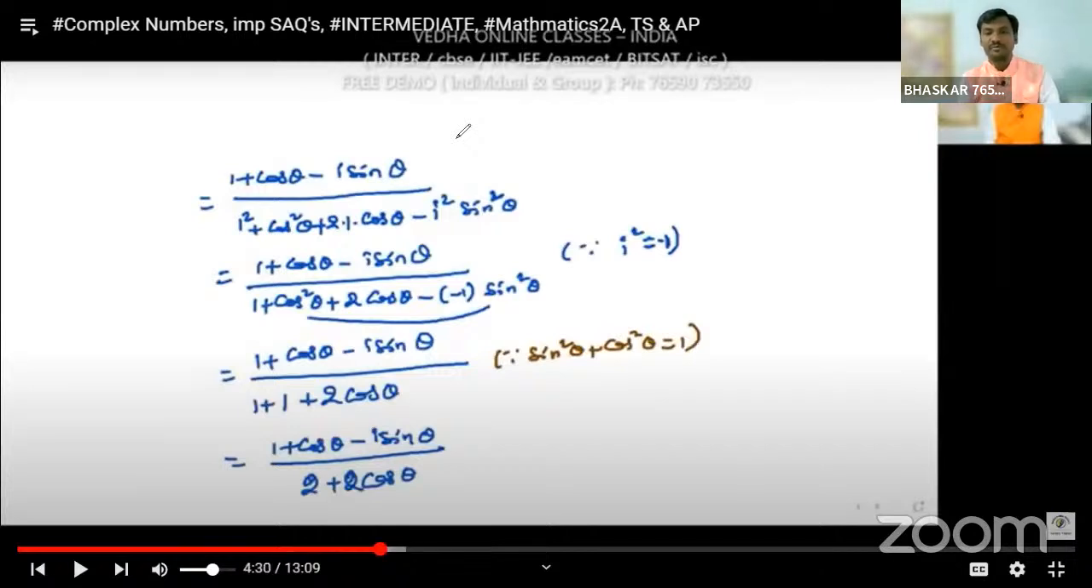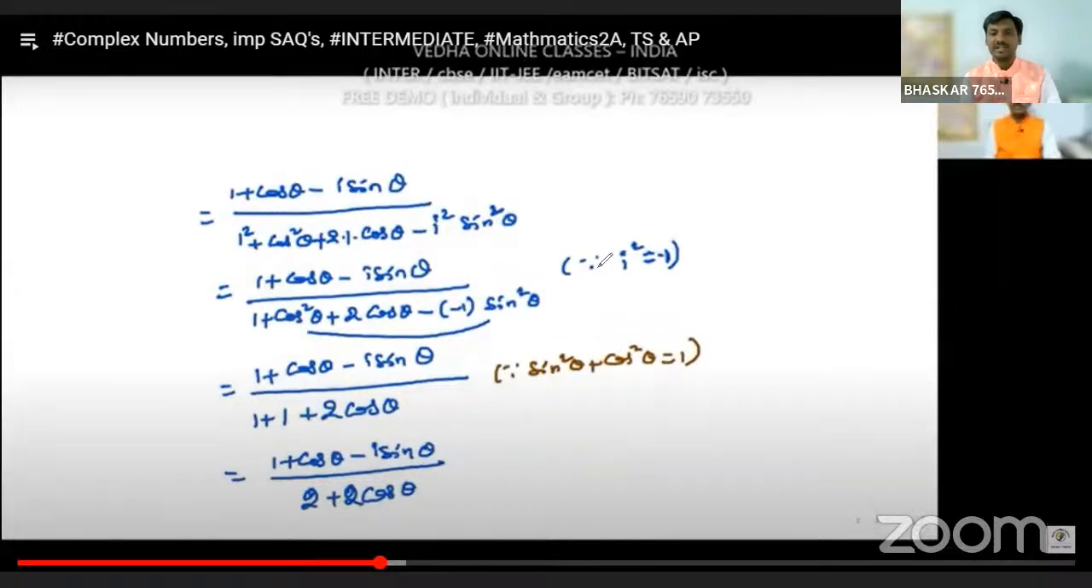Now, one of the most important formulas: i square is equal to minus 1. This is one of the most important formulas we are going to use in complex number problems. By using i square equals minus 1, we eliminate the complex number from the denominator.